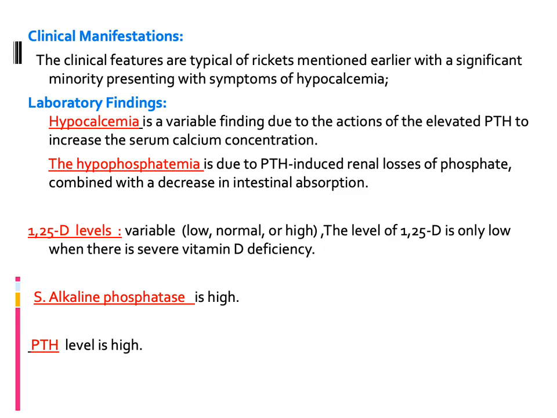And the vitamin D level is only low when there is severe vitamin D deficiency. Alkaline phosphatase is usually high, and parathyroid hormone is high. So if we compare the laboratory findings of rickets with a patient with hypoparathyroidism, as we mentioned earlier, we find the parathyroid hormone is high and alkaline phosphatase is high, while in the case of hypoparathyroidism it is normal or low. In a patient with hypoparathyroidism, the phosphate is high, while in rickets the phosphate is low. The calcium is low in patients with hypoparathyroidism, but it is variable in the patient with rickets, especially nutritional rickets, as we mentioned here.